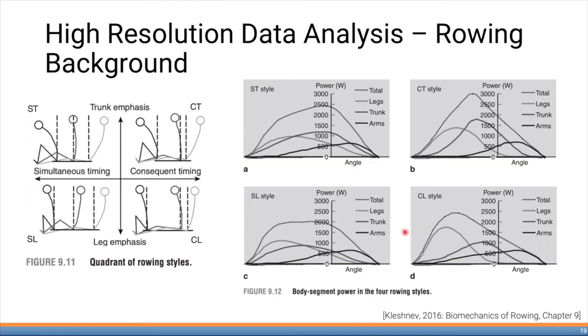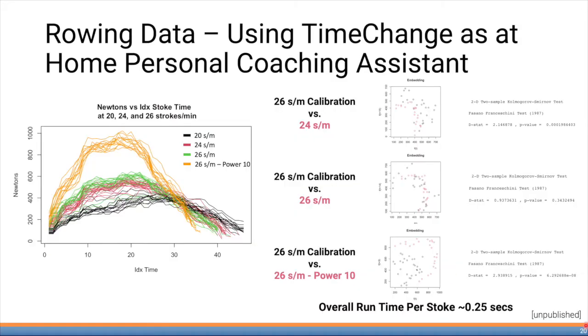To test time change, we generated data using 4 different rowing dynamics at 20 strokes per minute, 24 strokes per minute, 26 strokes per minute, and a 26 strokes per minute power 10, meaning strokes with maximal effort for the last 10 strokes of the race. Initial results from time change demonstrated an ability to effectively discriminate differential versus non-differential rowing dynamics. Moreover, the algorithm's runtime is a fraction of a second, allowing for potential real-time feedback to a user.